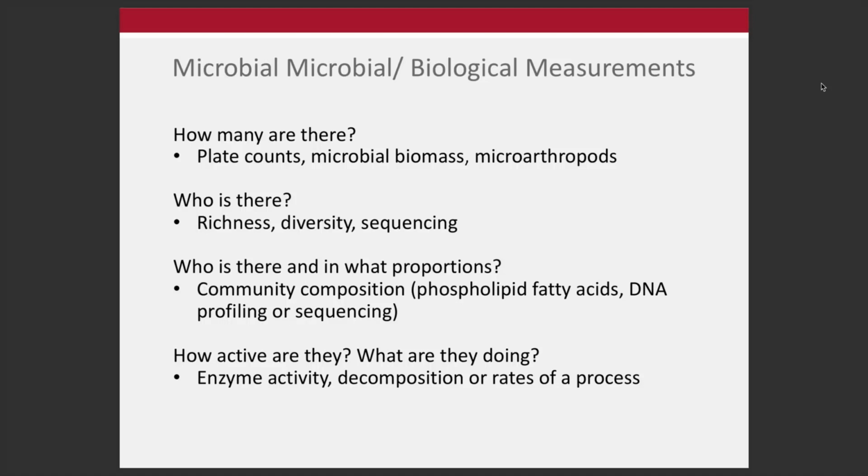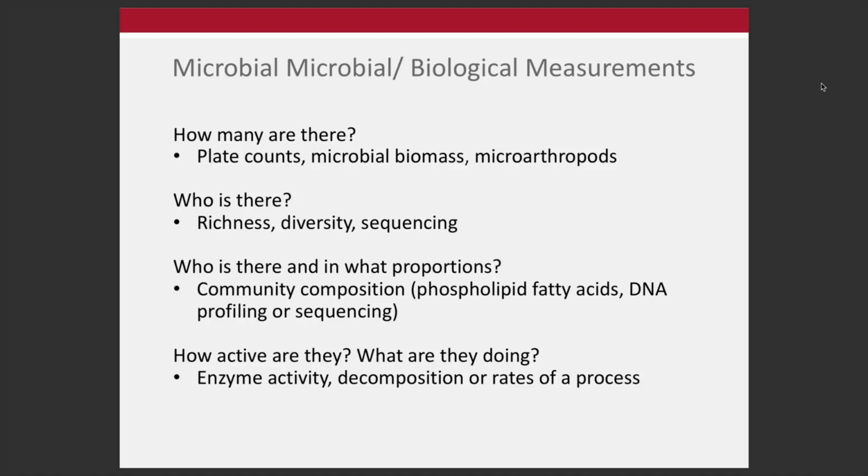So, all these methods go back to who is there, right? We can ask things like who is there and in what proportions, and so we can look at community composition, either with something called phospholipid fatty acids, or PLFAs for short, DNA profiling, fingerprinting, or sequencing. These are all different techniques with strengths and weaknesses for asking who is there in what proportion. So a fourth category of types of questions we can ask are things like, how active are they, or what are they doing?